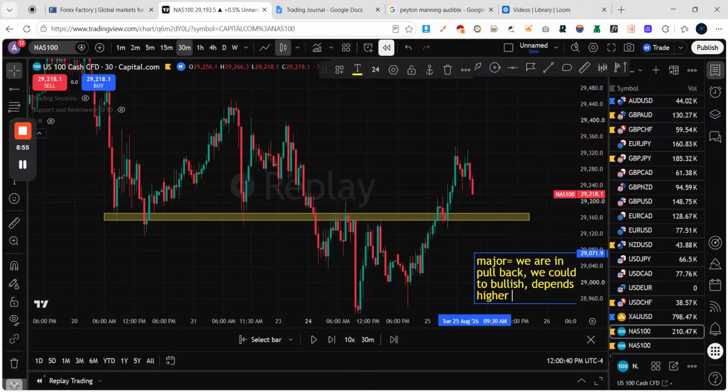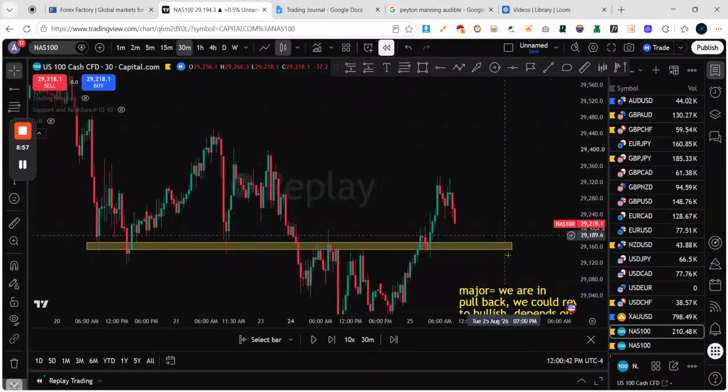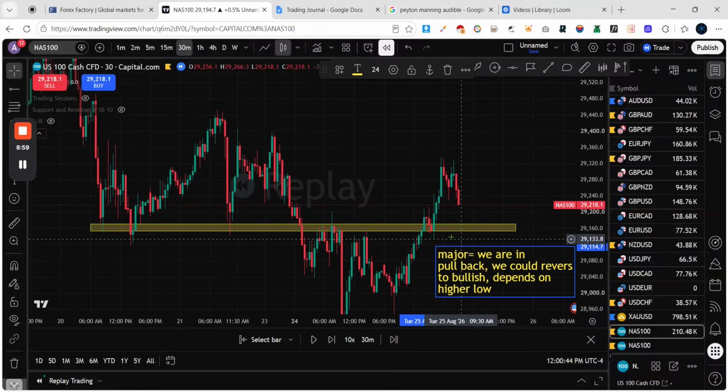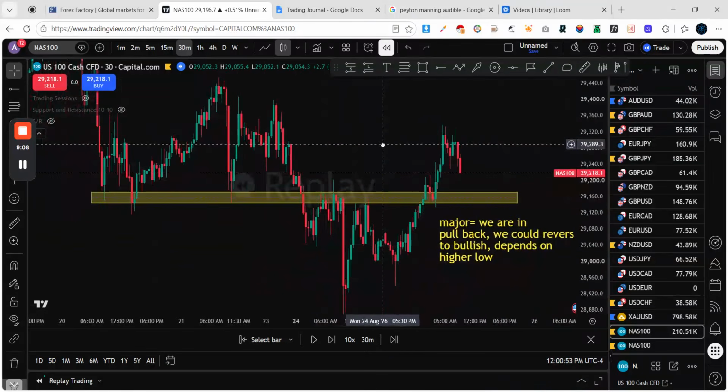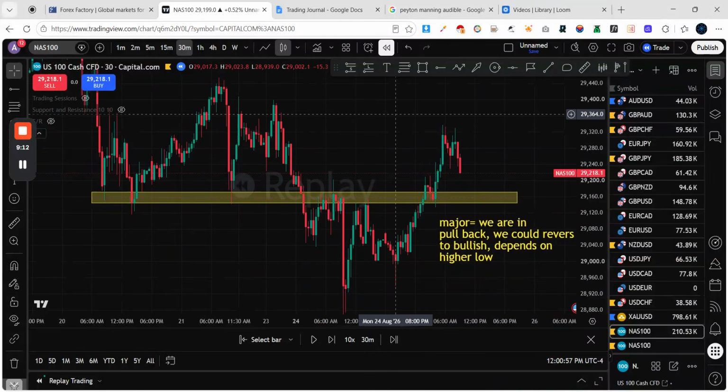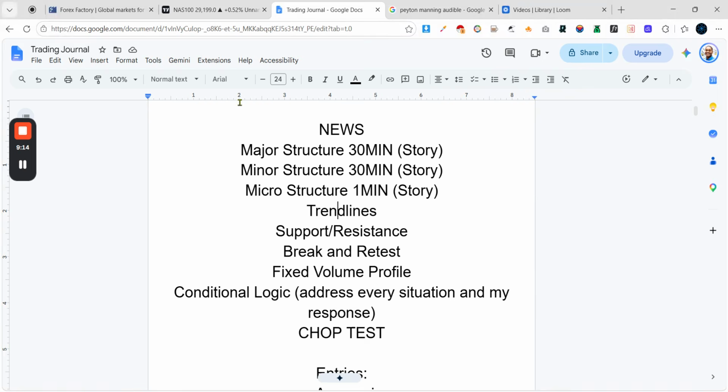It depends on this high or low. Okay, so I keep that in mind. This area is pretty much a major structure area, so I'm going to make it a little thick so when I get to the lower time frames, I know. Now let's take a look at minor structure. That's major structure; let's look at minor structure.